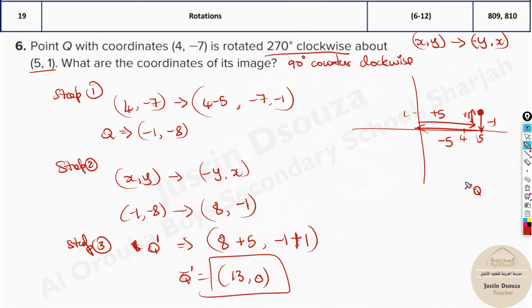Now let's look at this. Here is the original point, right? When you do 90 degrees, it will come somewhere over here. Then another 180 degrees over here, 270 somewhere over here. Now 13 and 0: x is 13 and y is 0. Now I'm not doing it exactly. Really, you have to measure this distance and then rotate it.